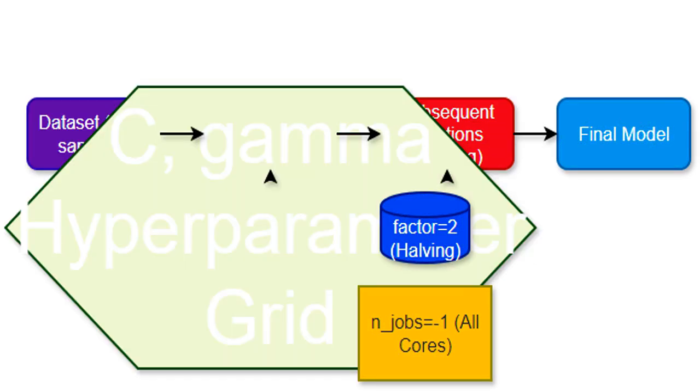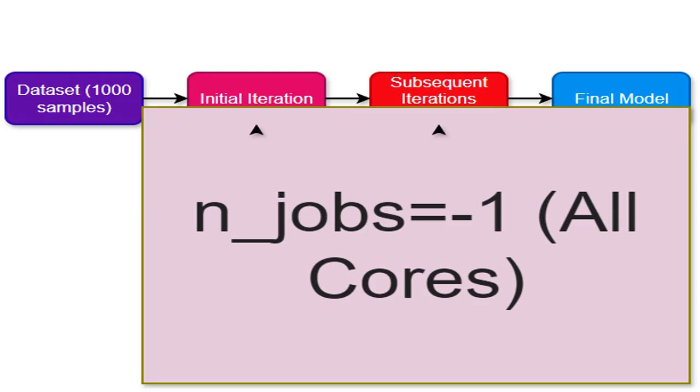This parameter, factor, controls the halving part directly. A factor of 2 means I eliminate half the competitors after each round. If I set it to 3, I'd eliminate 2/3. It's a crucial knob for adjusting the aggressiveness of the search. n_jobs equals -1 is a simple, powerful command. It tells the computer to use all its available processing cores. This massively speeds up the search process because I run multiple model evaluations simultaneously. Think of it like having many workers collaborate on the job.